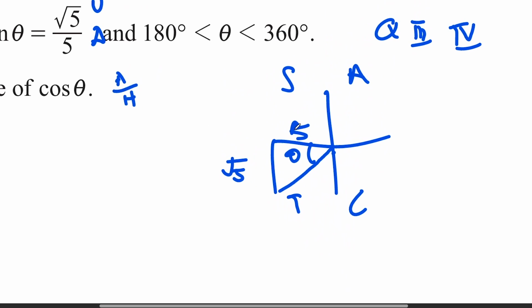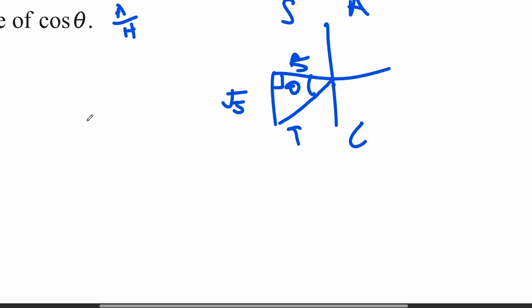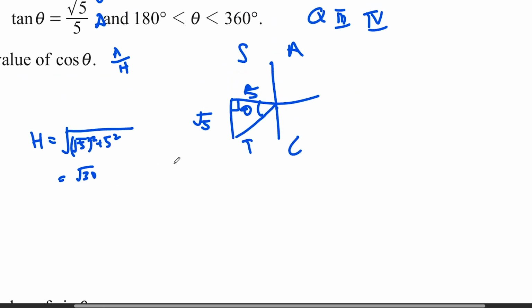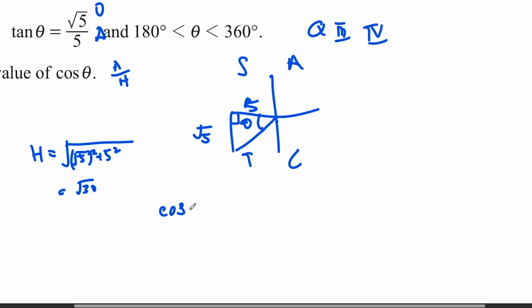Okay, so we have the two sides of the right angle triangle. We are able to find the hypotenuse easily by using Pythagoras. Okay, so square root of 5 squared plus 5 squared. So we end up with square root of 30. I'm just going to leave it as that first, and we can write cosine theta is adjacent, we take 5 and then over square root 30. So that will be our value.